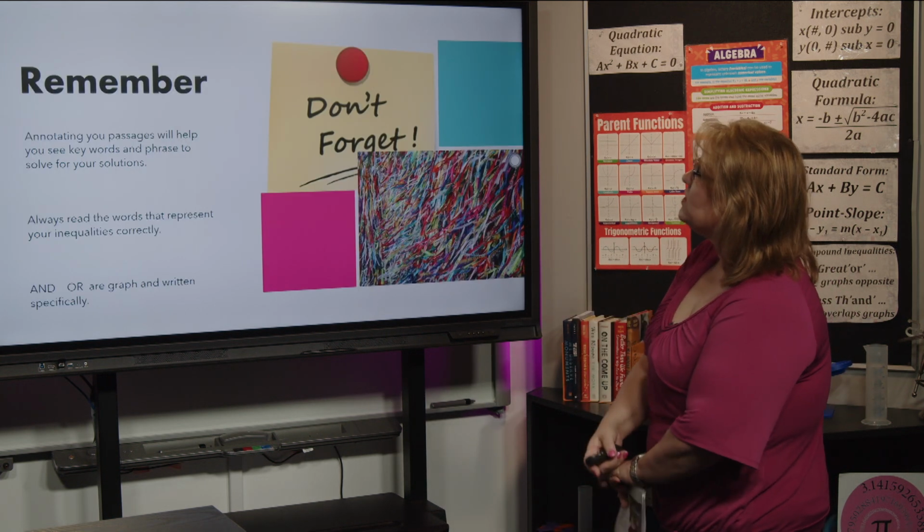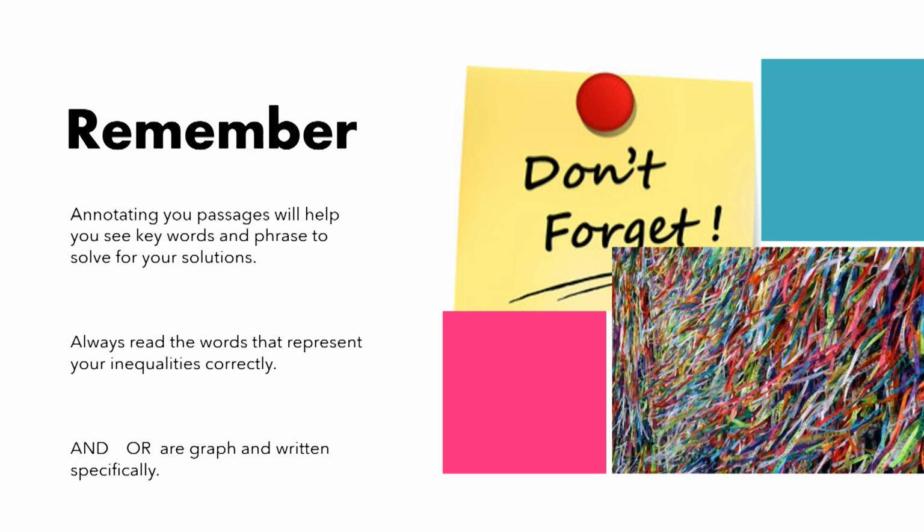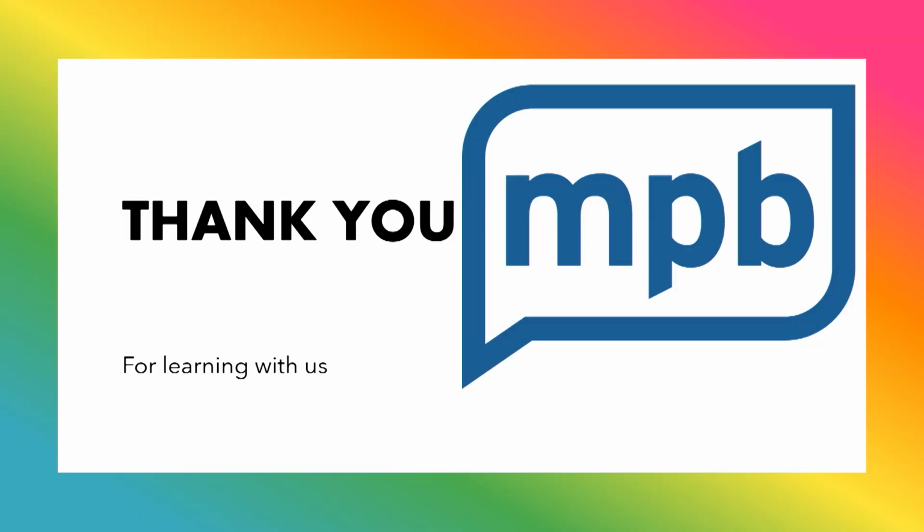Now, some things I want us to remember. Annotating your passages will help you see key words and phrases to solve these solutions, just like the age problem. Got to make sure that age was under 5 or 65 and older. All right, always read the words that represent your inequalities correctly. You have those and problems, or you have the or problems, what they look like graphed, and specifically what they look like when you write those notations.